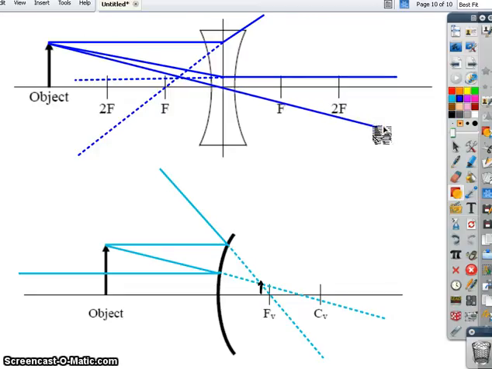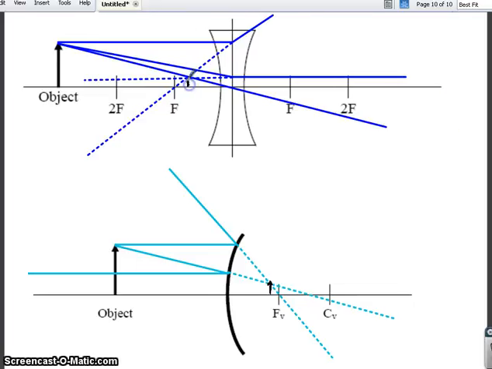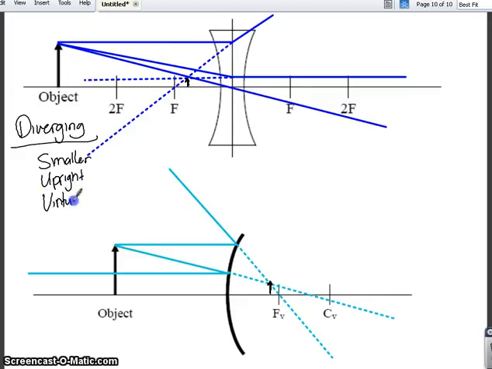Okay, you only need to draw two of those, but as you can see here, the image is going to be formed right here. And based off this, for a diverging lens, our image is going to be smaller, upright, and a virtual image. And as you can see here from a convex mirror, our image is smaller, upright, and it's going to be a virtual image.